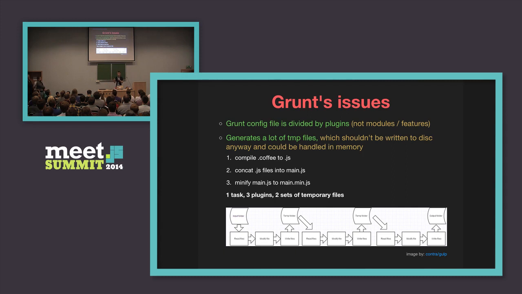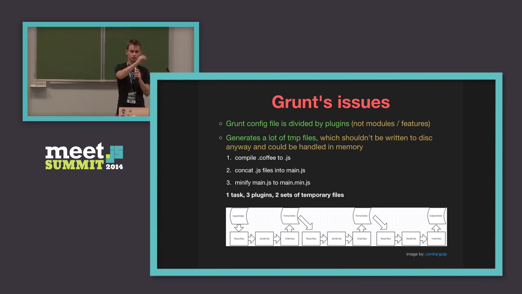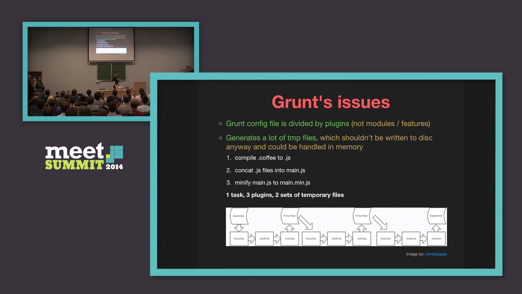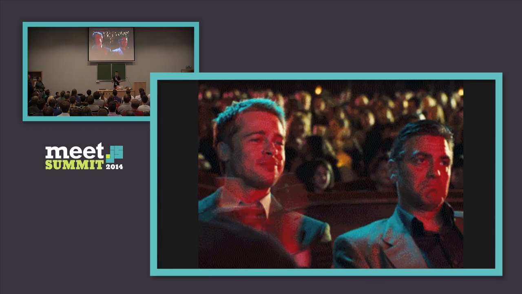So that is one task that has about 3 or 4 plugins, and what is wrong with it is that we are doing about 2 sets of unnecessary temporary files because every plugin needs to read some files from the disk and write it to somewhere else. So I need to compile CoffeeScript to JavaScript, write it to the disk, read from the disk, and concatenate. And then, again, I need to read the concatenated file and minify it. Well, that was good for a long time. But obviously, there was something missing here. We could make it faster.